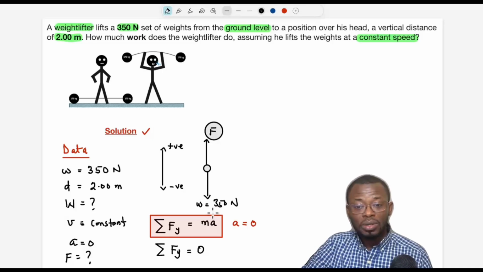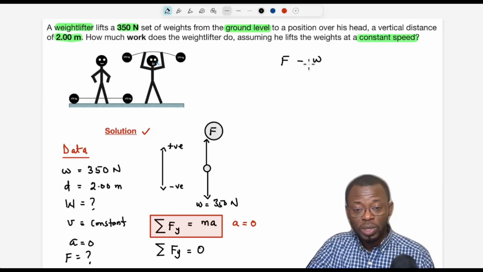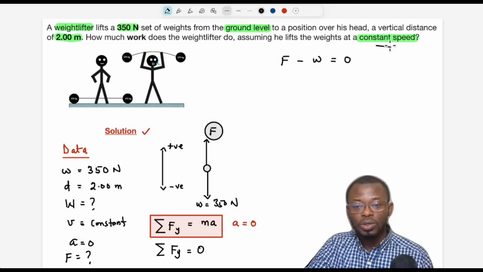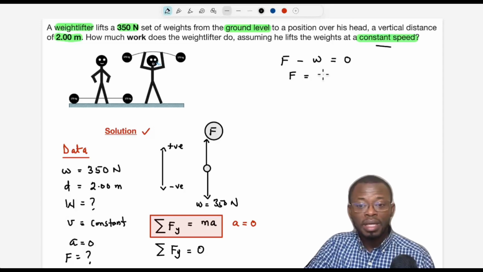So with that, we can write Newton's second law as the upward force, which is the applied force by the weightlifter, minus the downward force, which is the weight of those masses, so the center of mass of the weight, and that is equal to 0 because of the constant speed condition. So we can see clearly that the force applied by this weightlifter is equal to the weight of those masses he's lifting, and that is equal to plus 350 newtons.